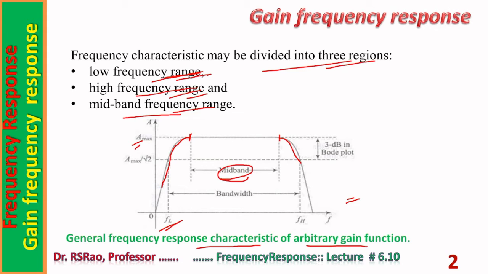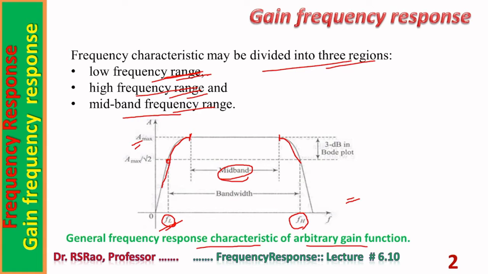In the low frequency range, there is a frequency where gain is 0.707 times maximum gain, that is A max by root 2. This frequency is called FL, the lower 3 dB frequency. In a similar manner, one can find a frequency in the high frequency range where gain is again 0.707 times maximum gain. That frequency is usually designated by FH. It is actually the upper 3 dB frequency. FL is the lower 3 dB frequency, FH is the higher or upper 3 dB frequency.